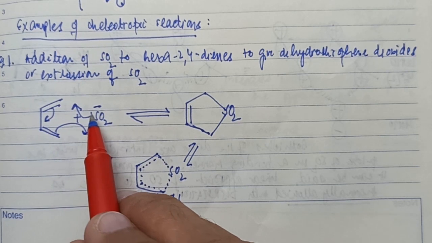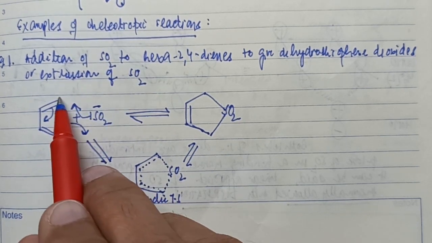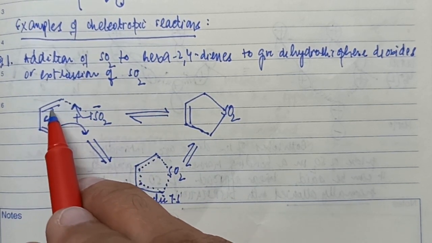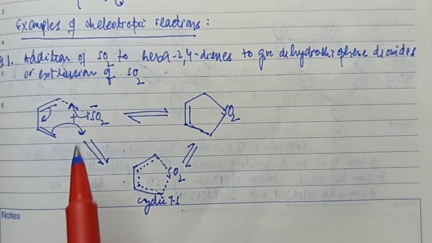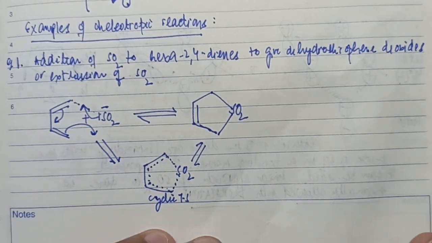So how do we write the product? Just we move the arrows in this direction, let's say, so that there will be a bond formation between sulfur and this atom, something like this. This bond will start breaking and this arrow will move here, this arrow will move here, so that a transition state is followed, which is of course, as in other pericyclic reactions, cyclic in nature.